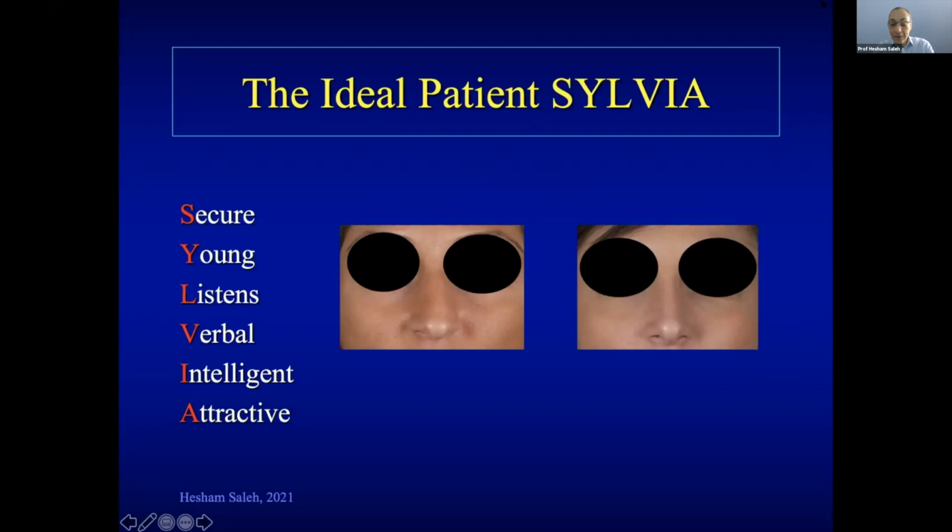This is a nice one we always show, and I'm sure all of you probably know this: the ideal patient, which actually does work in real life. Secure, young, listens, verbal, intelligent, attractive, usually young ladies who know what they want. They do have some deformities that you want to correct. They tell you exactly: I don't like the tip, I don't like this bit of deviation, I just want it to be like that. And if you can achieve this, they're really happy.